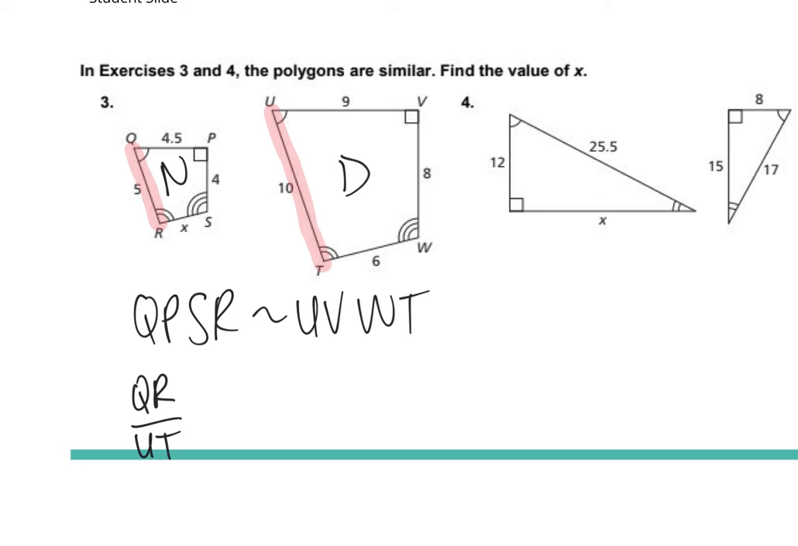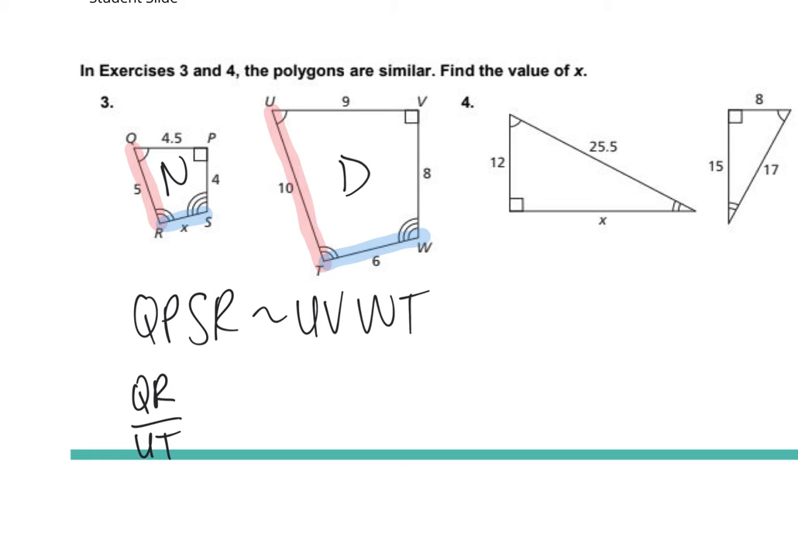Savannah, what's up? Yes, I can move, okay? So, now, what is this side that I want to figure out? RS, right? So let's highlight that one in blue. What would be the corresponding side to RS? TW, okay? Now, double check that with your similarity statement, okay?